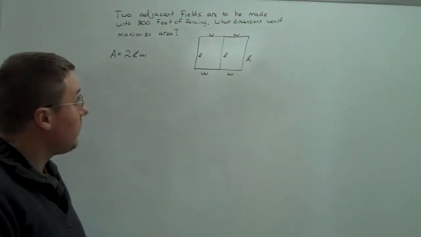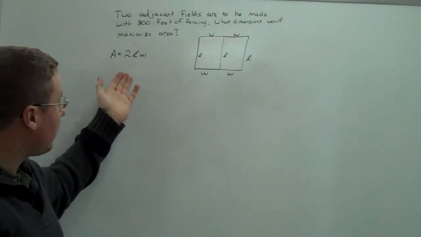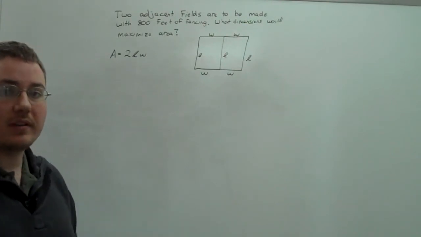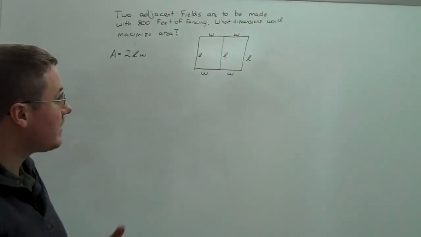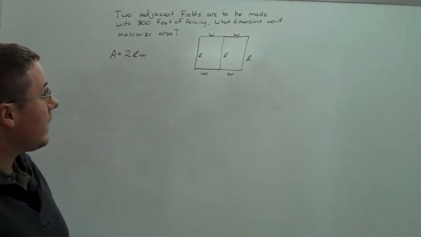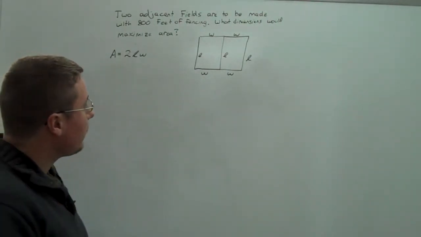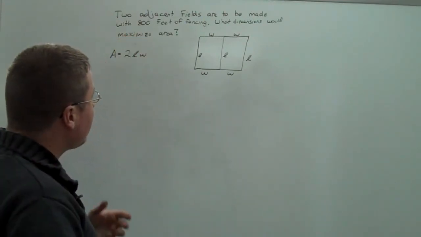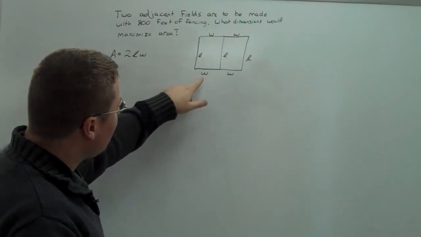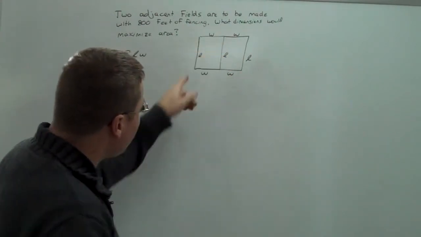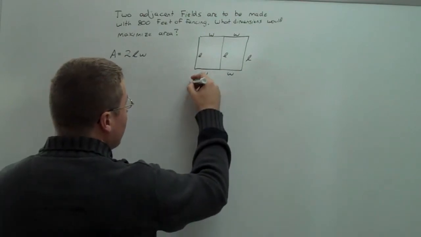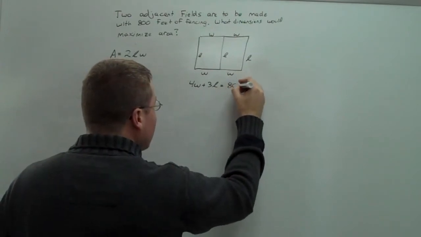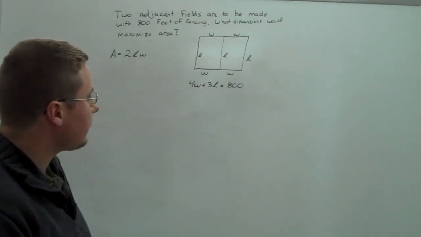Now I notice that my primary equation, and that's what we're going to call this, a primary equation, has two independent variables. In order for me to solve this, I need to get rid of one of those independent variables by substituting for one of them. Now I need another equation to link L and W. So I'm going to look at the 800 feet of fencing. I haven't used that piece of information yet. So how would I spread around the 800 feet of fencing? Well, there are 4 W's and 3 L's. So 4W plus 3L is equal to 800. So that's how I'm going to use my fencing.